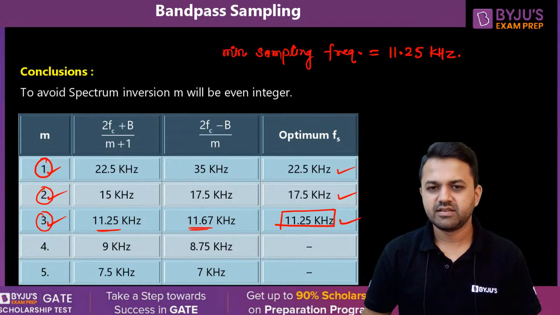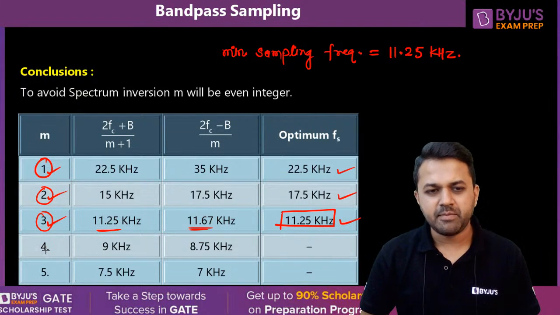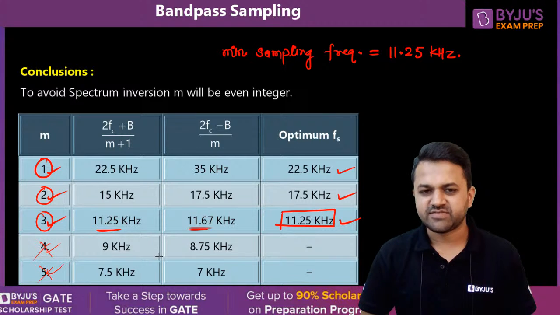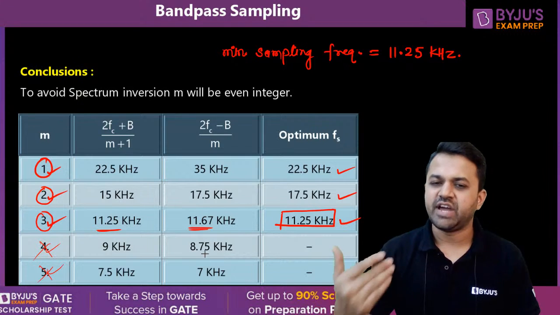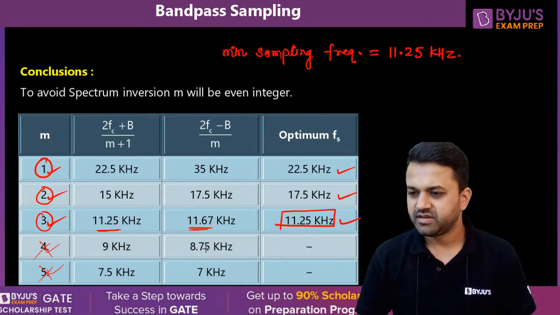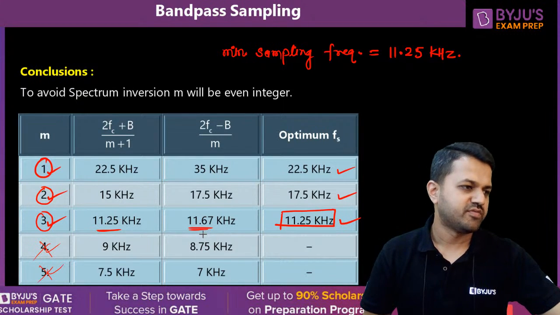Is it clear why we are not choosing m equal to 4 and m equal to 5? It is because they are not satisfying the inequality, and they are also not satisfying the condition of Fs being greater than 2b. So these are the two different conditions.